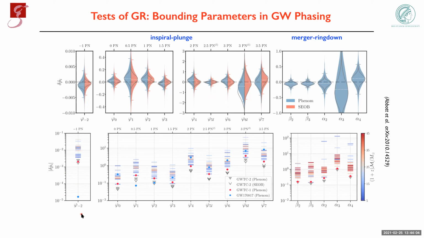Again, not surprisingly, the best upper bound is for the dipole radiation, because this starts at -1 p.N. order. So it's very effective for a long inspiral. And in fact, the best bound comes from the binary neutron star. But for example, the event I was showing you before is one that produced one of the strongest results for the binary black holes.